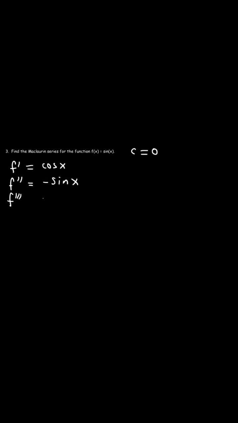And then the derivative of negative sine, that's going to be negative cosine x. And then the fourth derivative is going to be the original sine x function. Now the fifth derivative is the same as the first, and the sixth derivative is the same as the second, and the pattern will repeat.